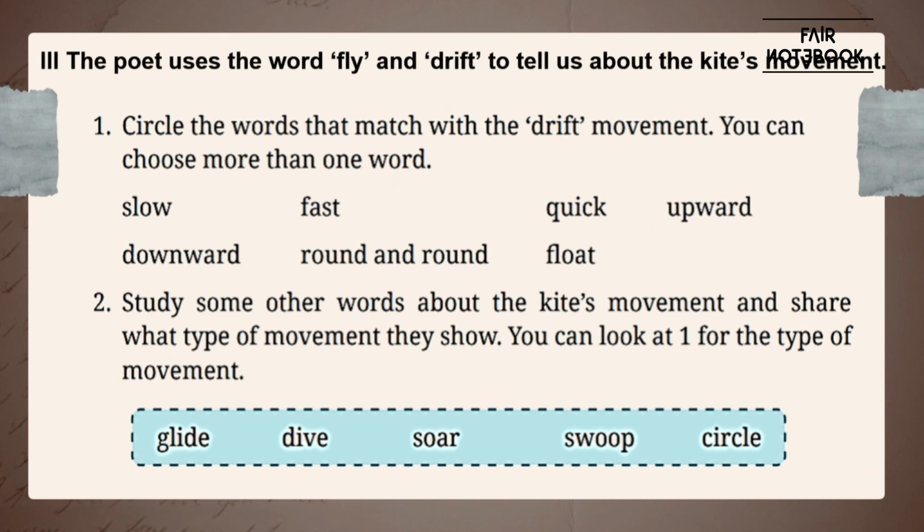The poet uses the words fly and drift to tell us about the kite's movement. Circle the words that match with the drift movement. You can choose more than one word.